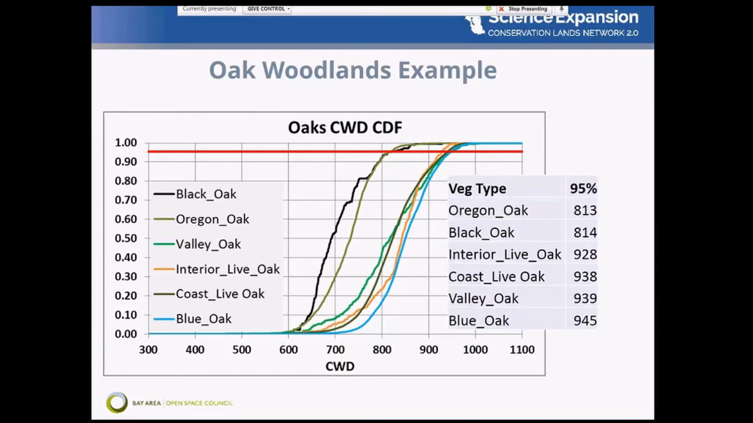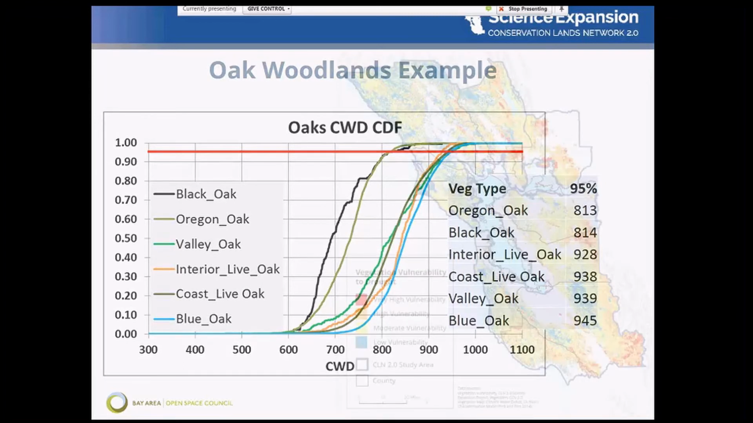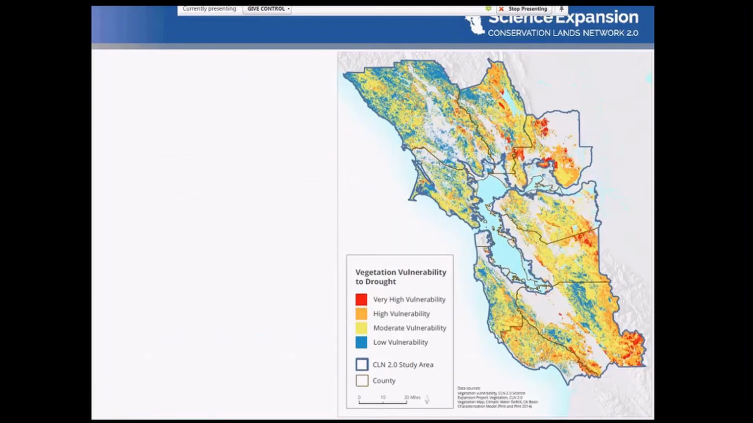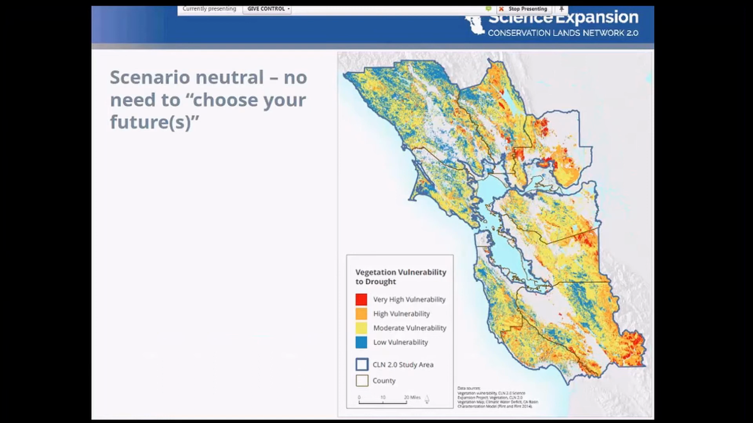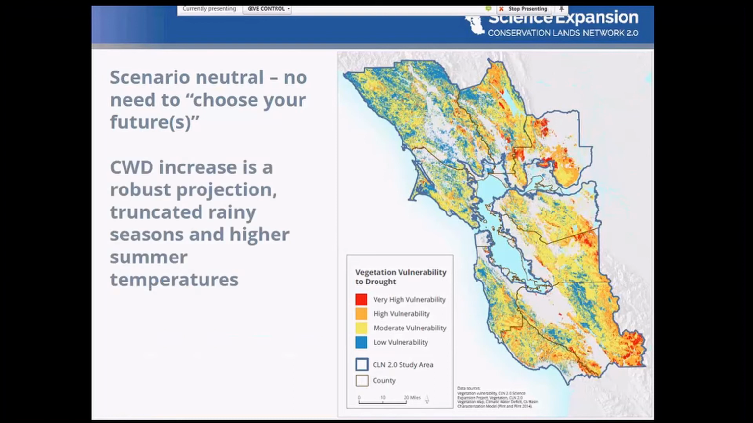So for Oregon oak, the 95th percentile is 813. For blue oak, it's 945. So blue oak lives in much more arid environments than Oregon oak does. So we created this map that shows across the Bay Area various levels of vulnerability. This is scenario neutral. We don't have to pick a particular climate future. It's just looking at existing conditions overlaid onto a very robust trend of climatic water deficit increase because of truncated rainy seasons and higher summer temperatures.